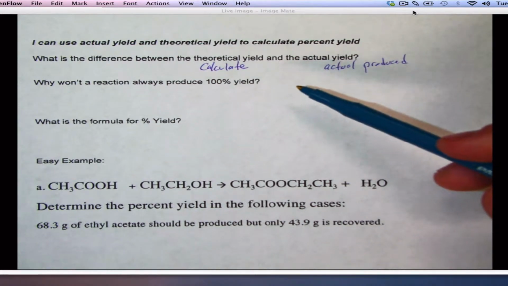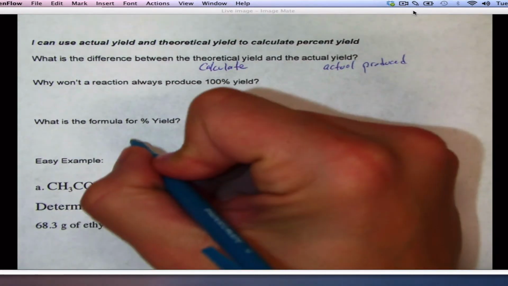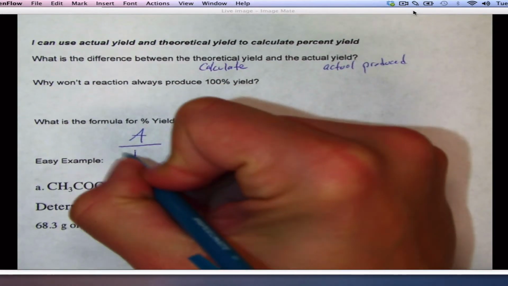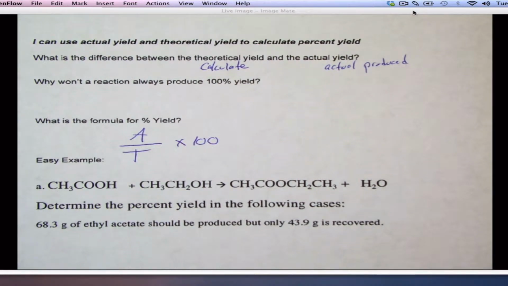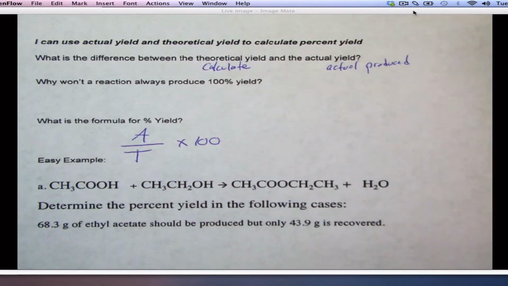So what's the formula for the percent yield? Well, the formula for percent yield is actual over your theoretical times 100. And that'll give you your percent yield. So actual over theoretical, in other words, what you actually produced over what you should have produced. So applying this formula should go pretty smooth.